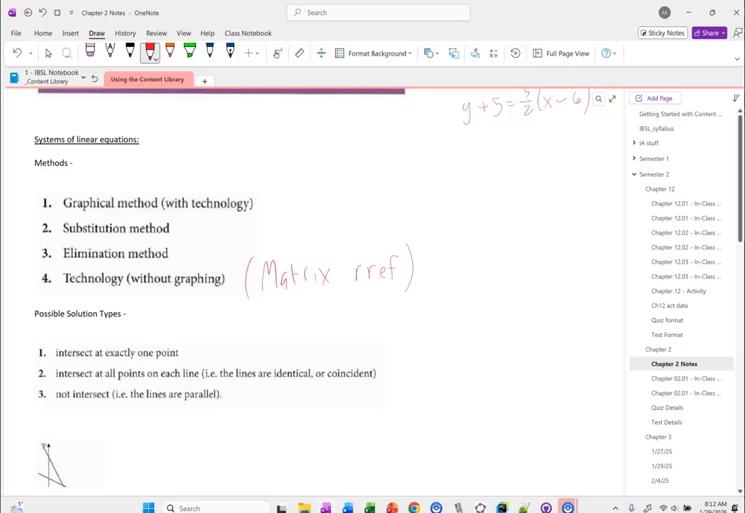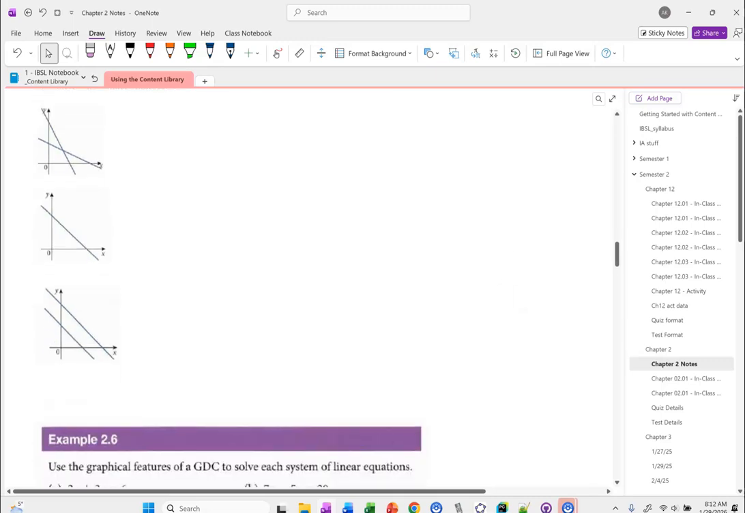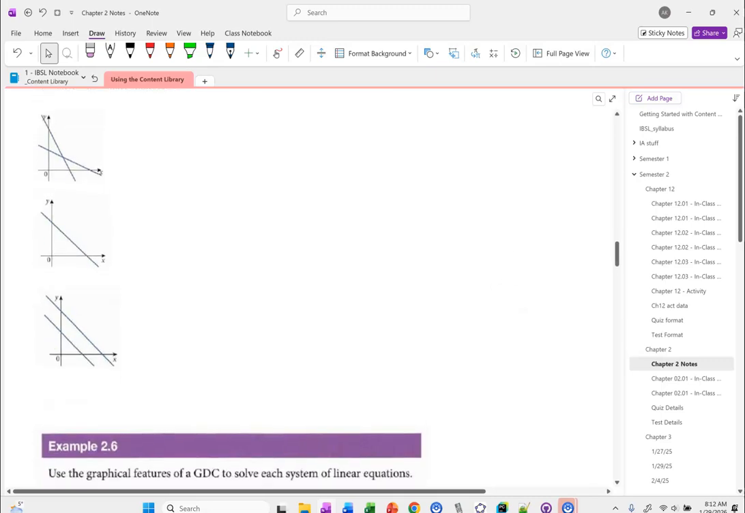When we talk about the solution of a linear system, there are 3 possible solutions. The 2 lines intersect exactly once, so you get 1 point as a solution. They intersect infinitely many times when the 2 lines coincide, so you get infinitely many solutions. Or they don't intersect at all, where the 2 lines are parallel. Is that okay? That's assuming we're operating in 2 variables. So here are 3 pictures of what those solution sets would look like graphically.